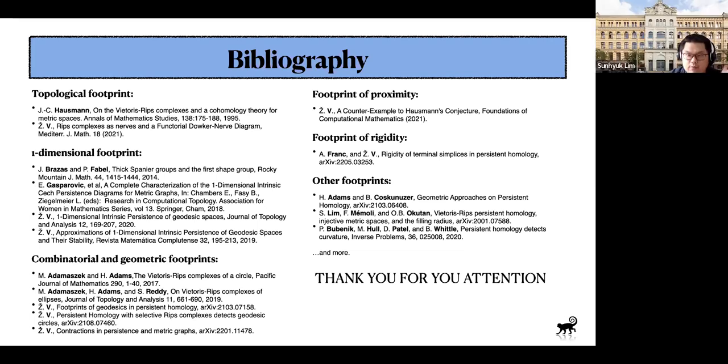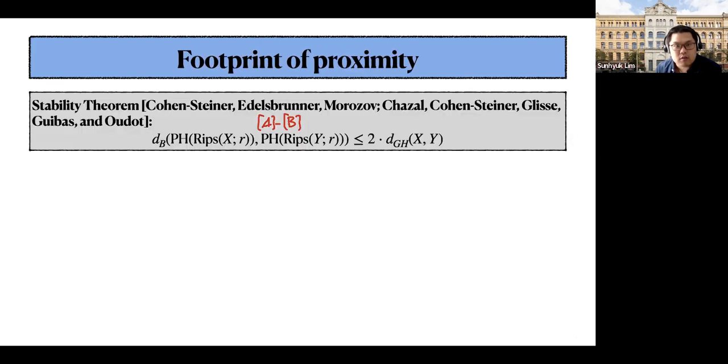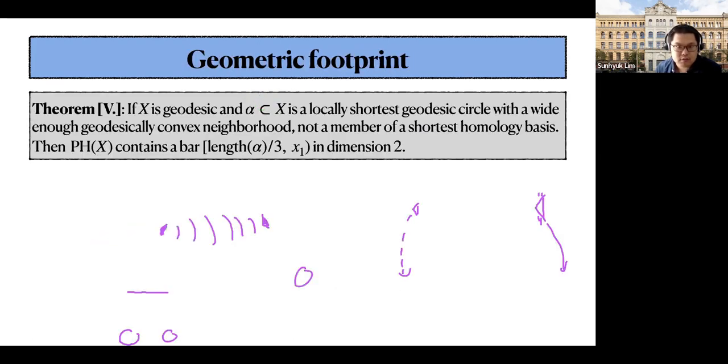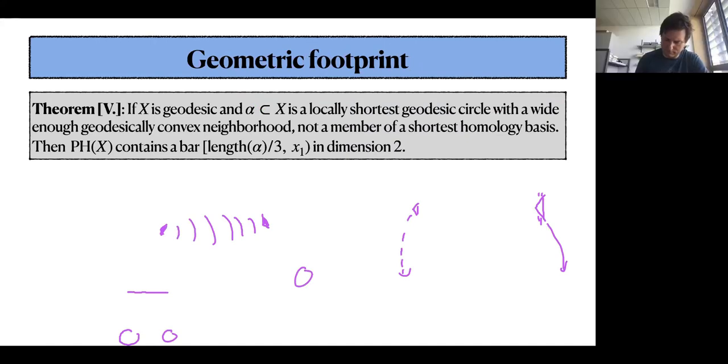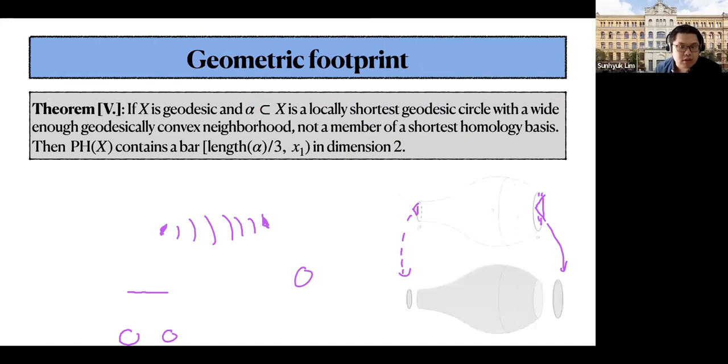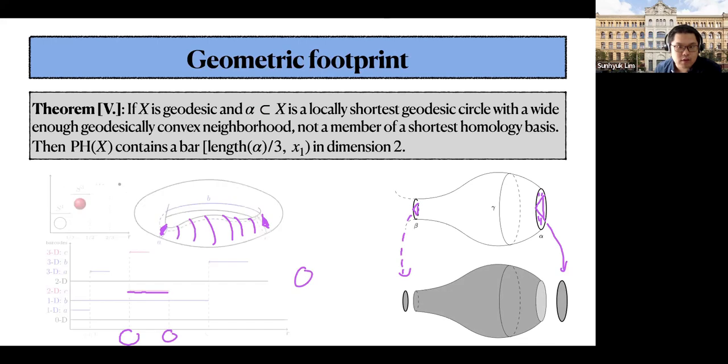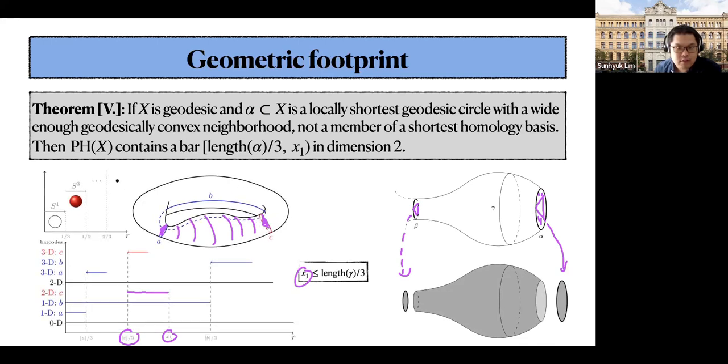I have one. Okay, Žiga, thanks for the talk. Can I see the page about the two-dimensional barcode, the theoretical result? Yes. And can I see the inequality for x1 again? So here, x1 is upper bounded by length of gamma over 3.